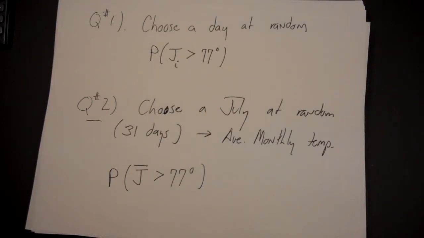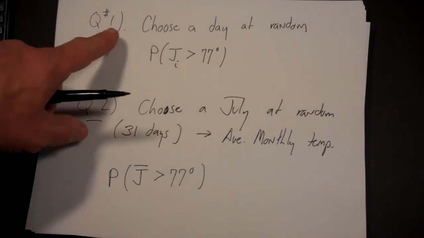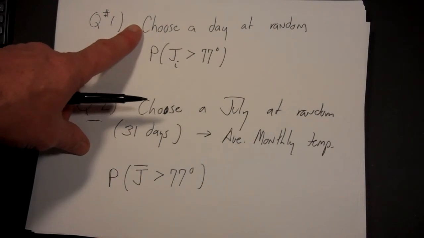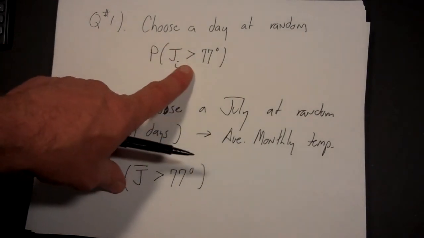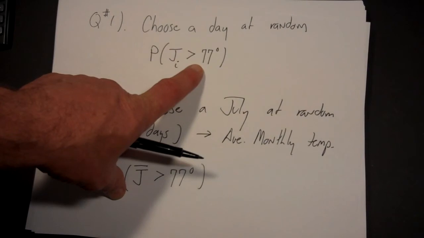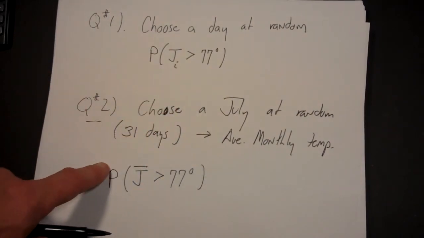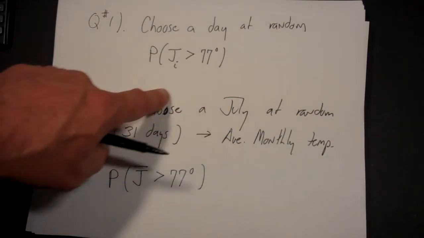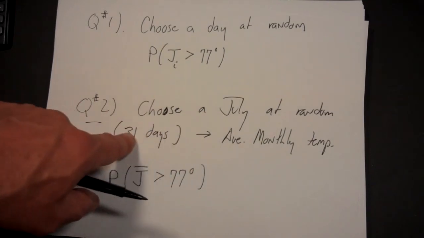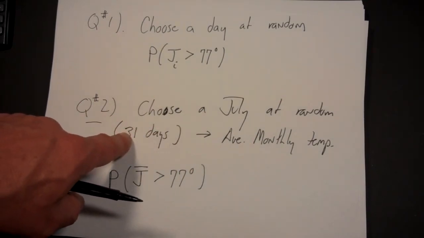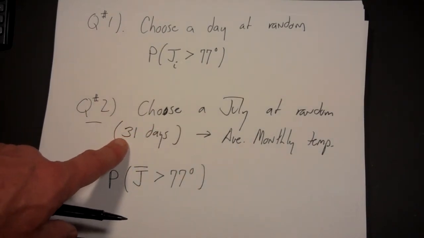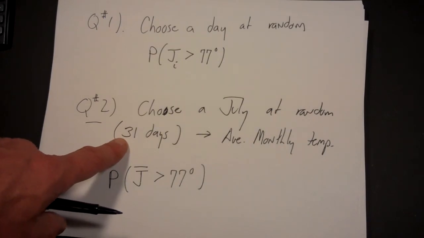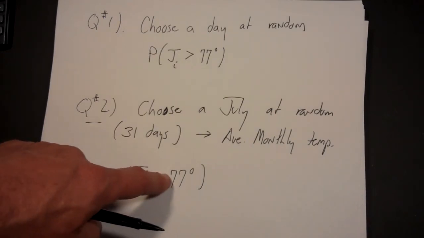And first, again, use your intuition. This is a little bit trickier here because these are not that unusual events. The first one: choose a day at random and find the probability that the temperature on a given day is greater than 77 degrees. In the second case, choose a July at random. That's like taking a sample mean with 31 members of your sample, and finding the probability that J bar is greater than 77 degrees.